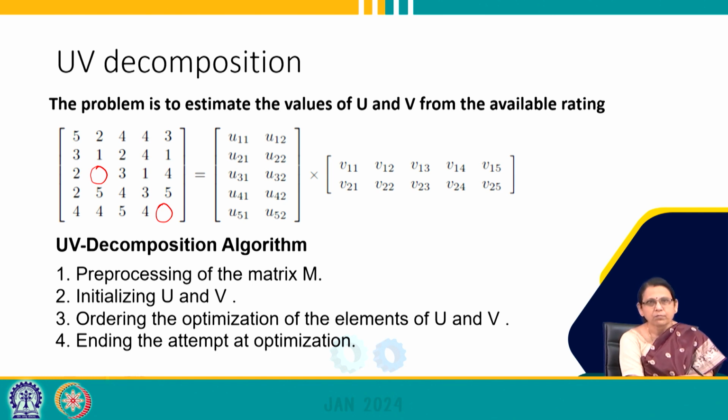We first have to pre-process this matrix M. Of course, this depends on the situation. If it is necessary you do it, otherwise not, and we have already discussed why pre-processing and normalization are necessary. So, those things, if necessary, you do. Then you have to initialize matrices U and V. When you initialize, you can randomize the values. Then you start the optimization, and you find certain criteria to end the optimization process.